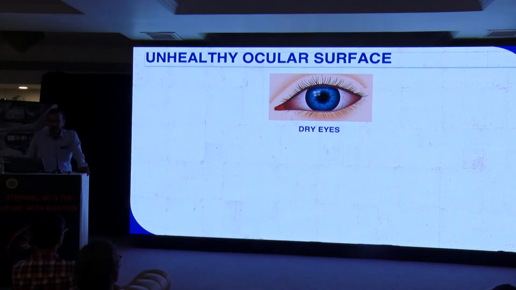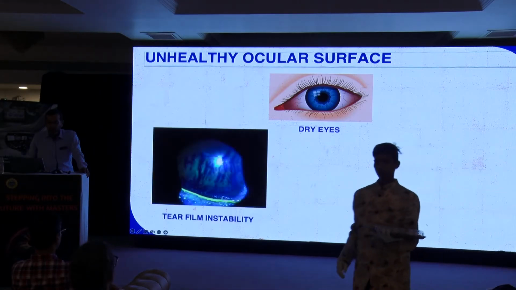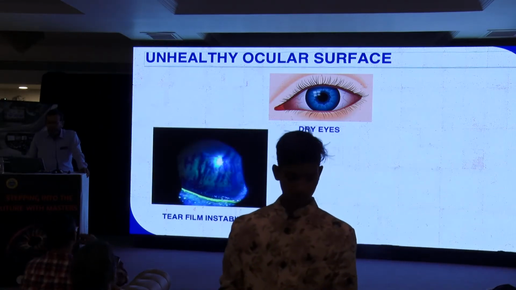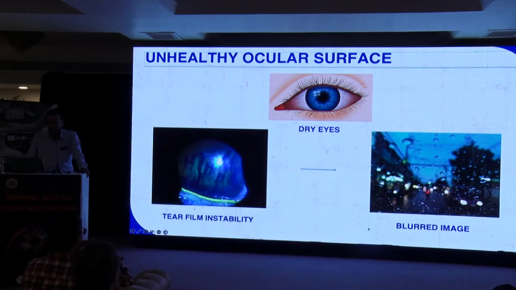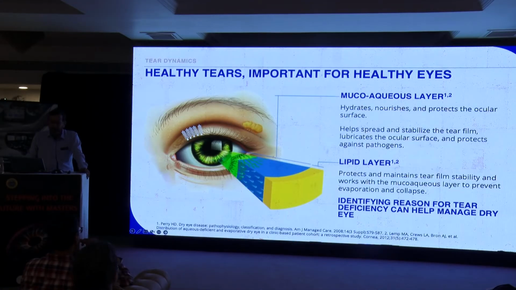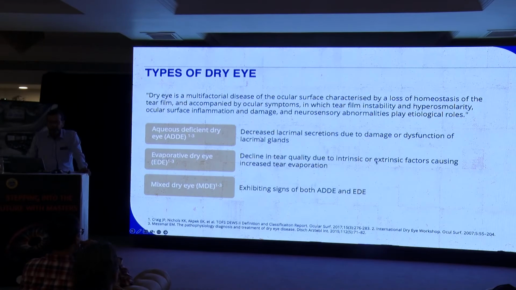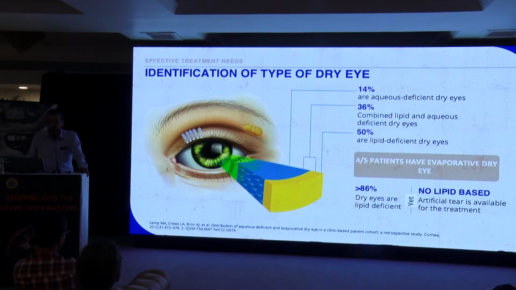Let's now understand what happens with the unhealthy ocular surface. An unhealthy ocular surface would give rise to tear film instability, and this would also result in blurred images, whether following a cataract surgery or a refractive surgery. The types of dry eyes, depending on the type of tear deficiency, are classified into aqueous deficiency dry eye, evaporative dry eye, or a mixed type. And this can be due to intrinsic as well as extrinsic factors.